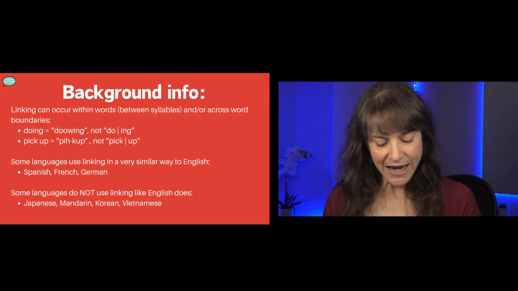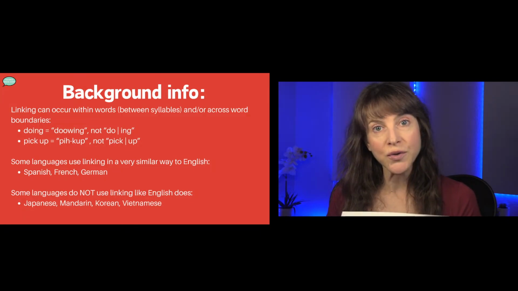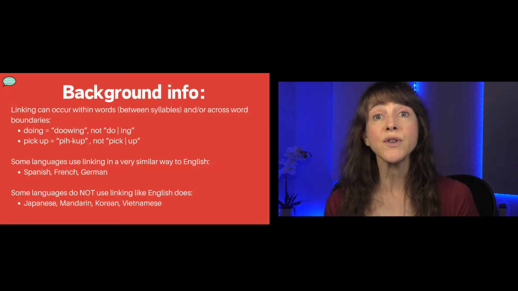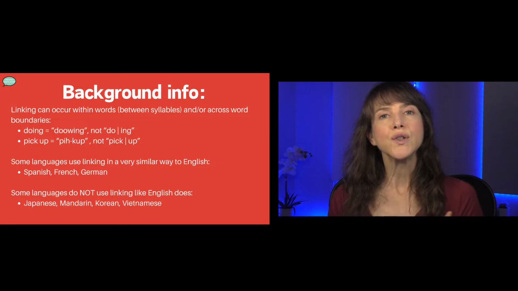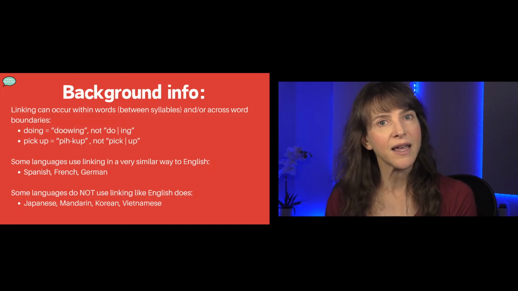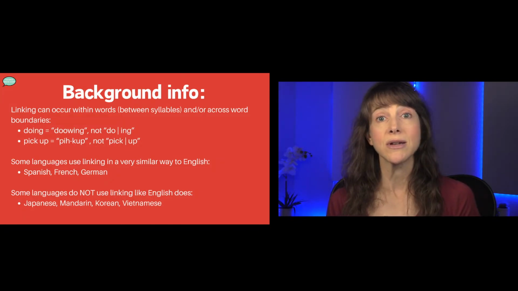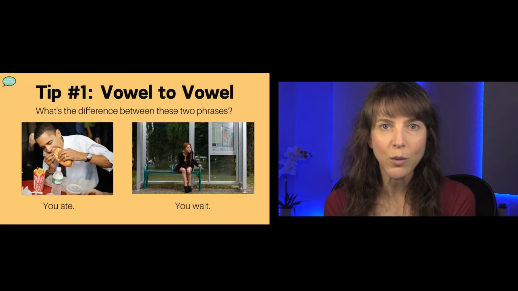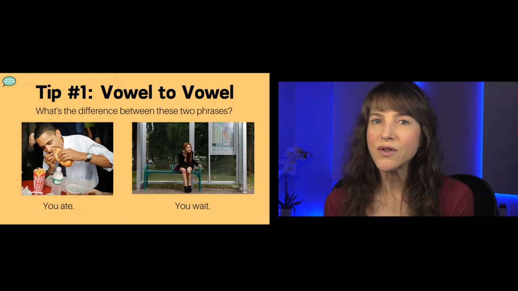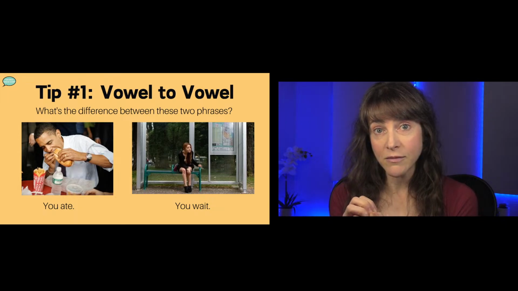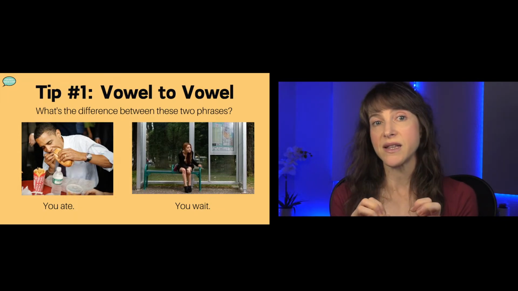And the purpose of today's class is really to teach you these main ways of linking, what types of linking occur in spoken English, and to give you some concrete examples so you can start identifying the linking that you hear in the speech of native speakers and then start imitating it. And we're going to start with vowel to vowel linking. So vowel to vowel linking is when a word or syllable ends with a vowel and the next word or syllable begins with a vowel.